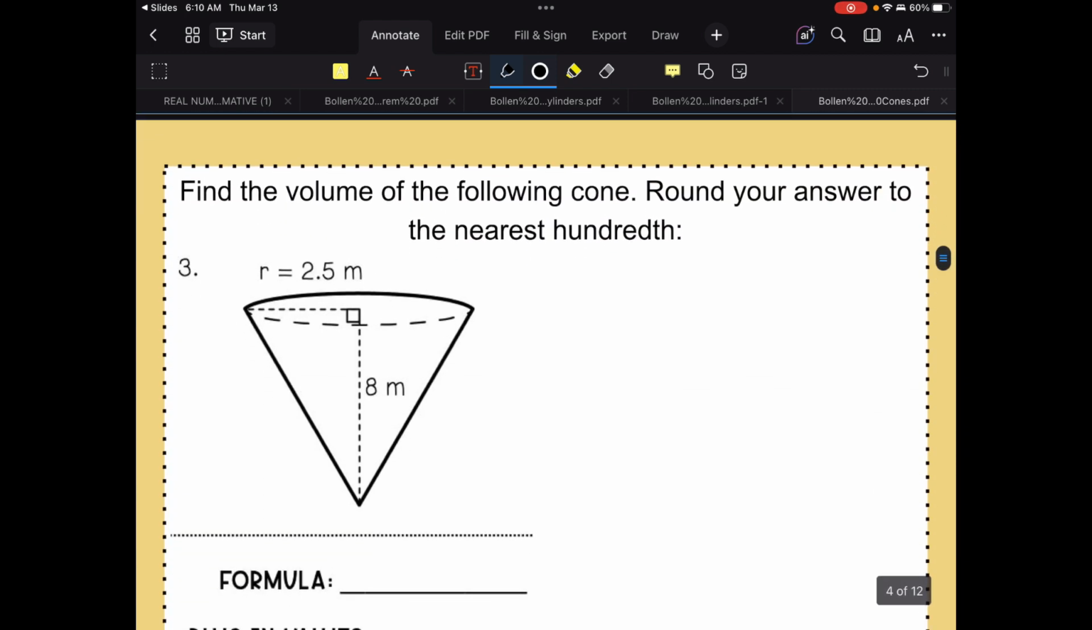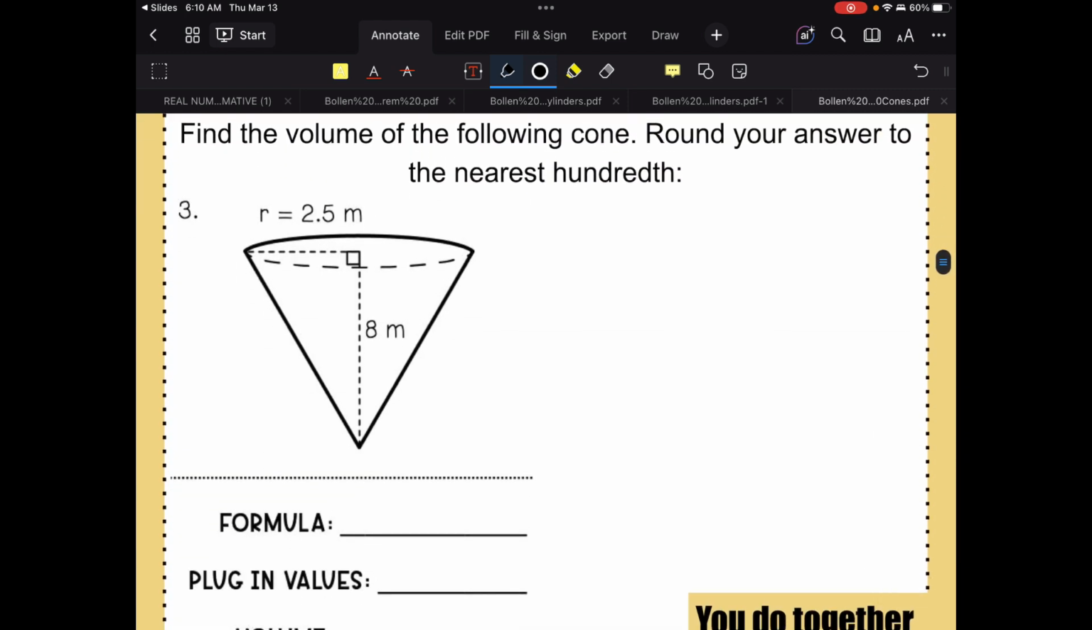Alright, go ahead and try this one on your own. The formula is 1/3 times pi r squared times the height.